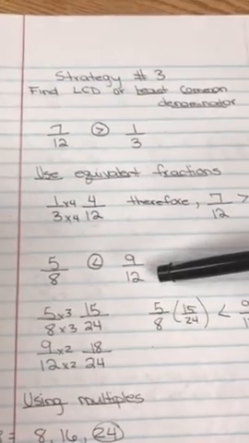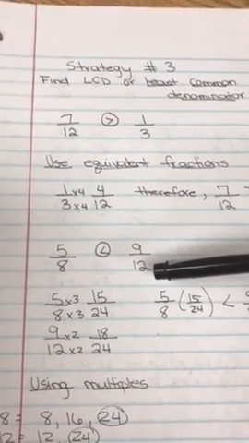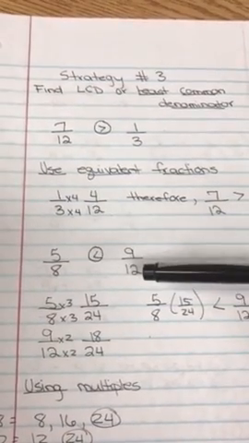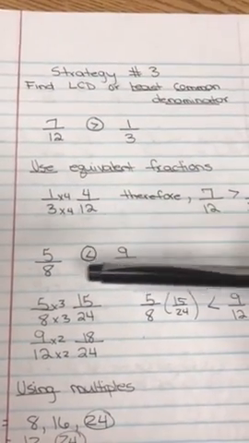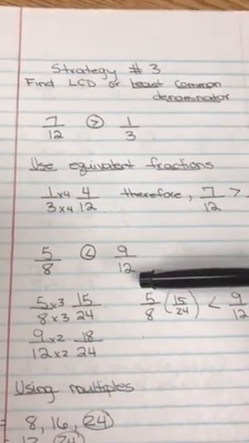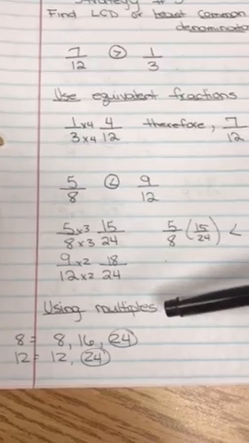Then you have examples where the larger denominator doesn't work. In this case here, 8 times something isn't going to give me 12. So I have to find a common denominator, a common whole that these two have. And how do I do that? I use multiples.